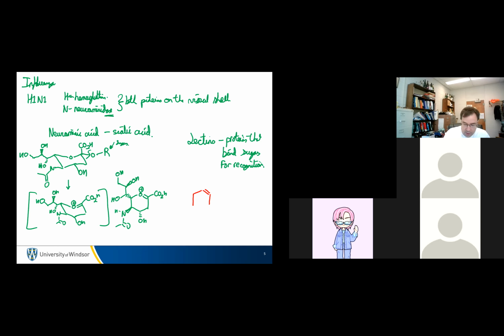The problem is it's a transition state. But if I just replace that oxygen with a carbon, suddenly that's not a transition state anymore, right? It's got a very similar shape, but now it's perfectly stable. Replace that carboxylic acid over there with an ester.